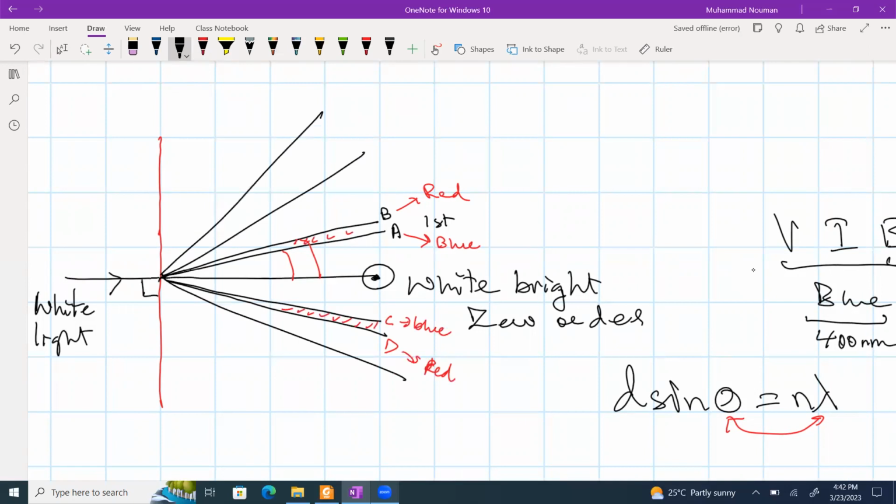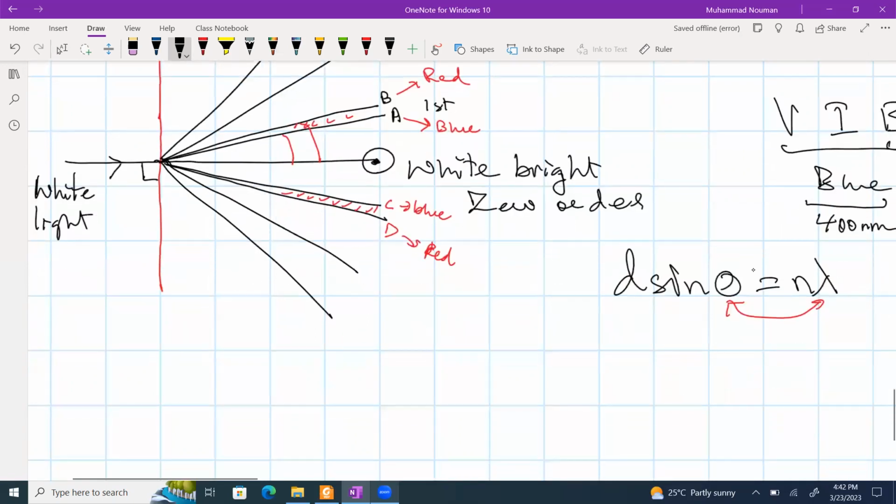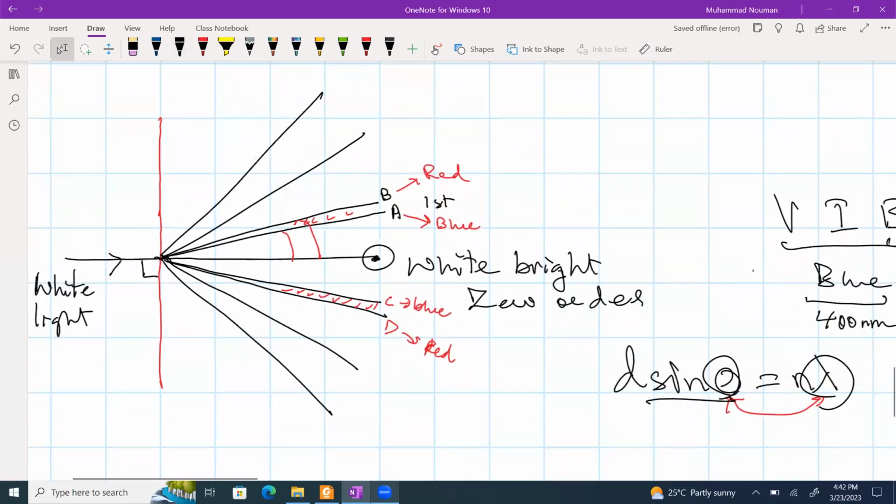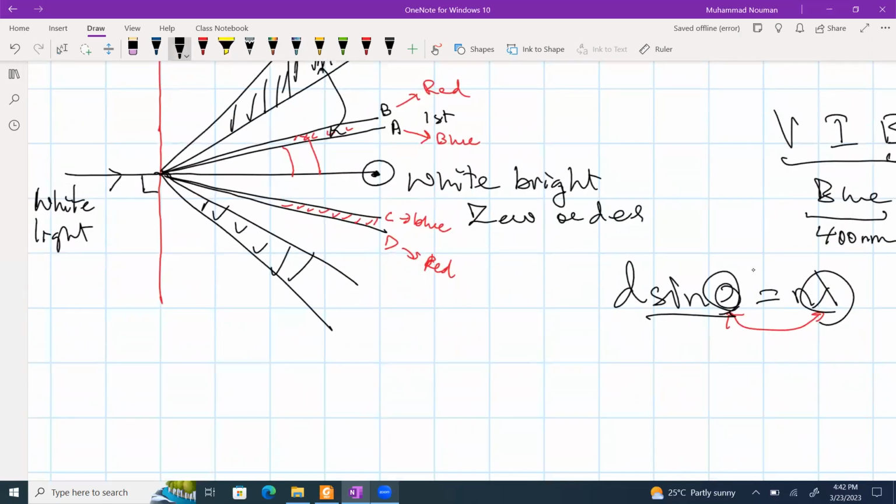And the second order maxima is even a little broader because of this sine theta. See, theta is not related to lambda directly. Theta has sine as well. So due to the sine theta, the second order is even broader than first order. Even third order is broader than second order, and this goes on and on. And here as well, we get blue here, red here, and the rest of the colors sandwiched in between.